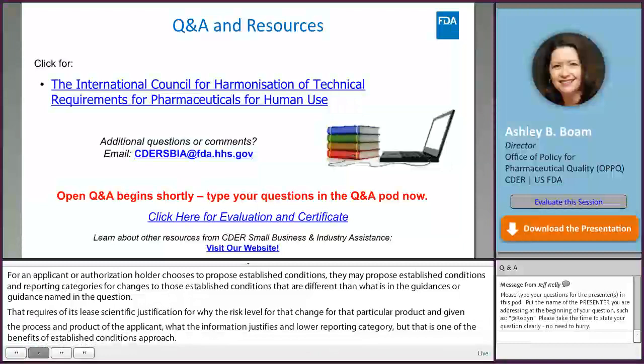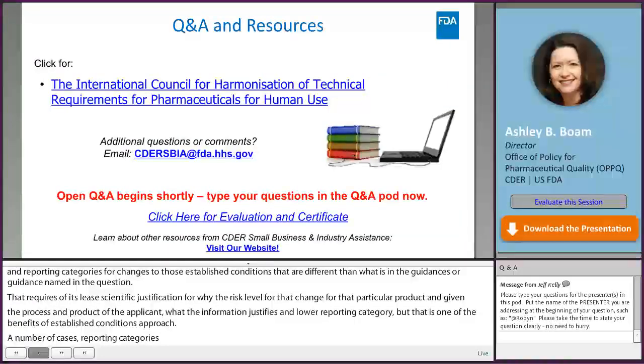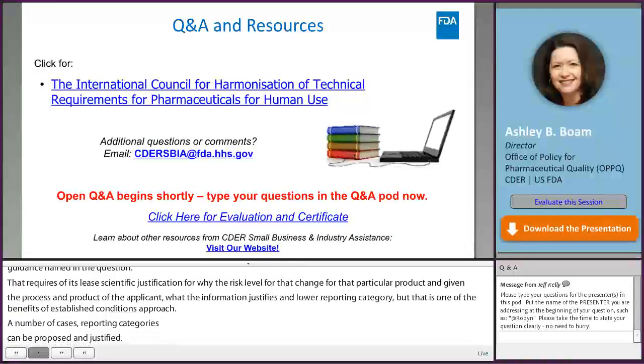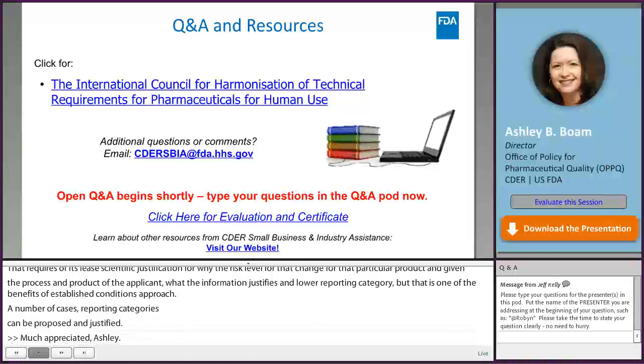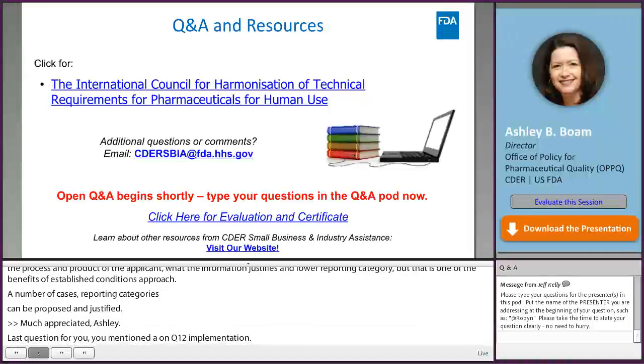Much appreciated, Ashley. And the last question for you in this cycle. You mentioned a CDER map on Q12 implementation. What about CBER? Thank you for that question. So yes, my understanding is our colleagues in the Center for Biologics are developing what they refer to as an SOPP, or standing operating procedures, that will help to guide their assessors as they incorporate and implement Q12. Thanks very much.